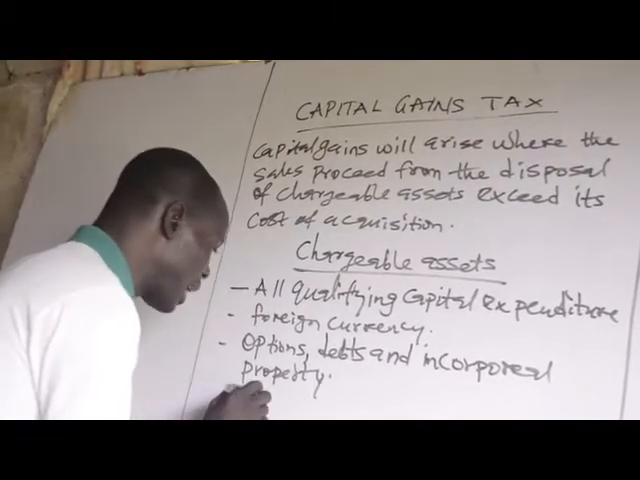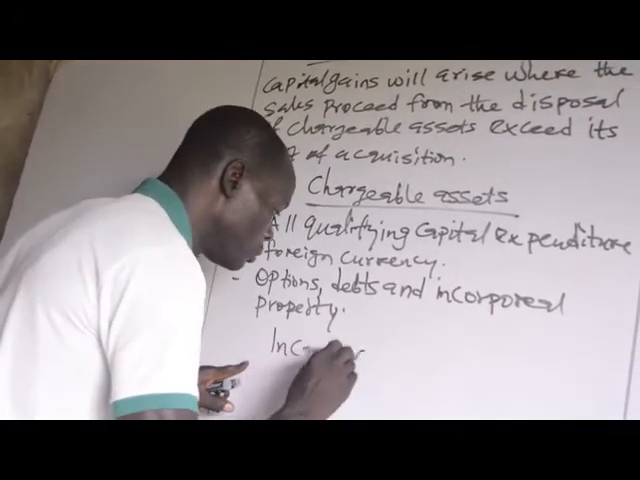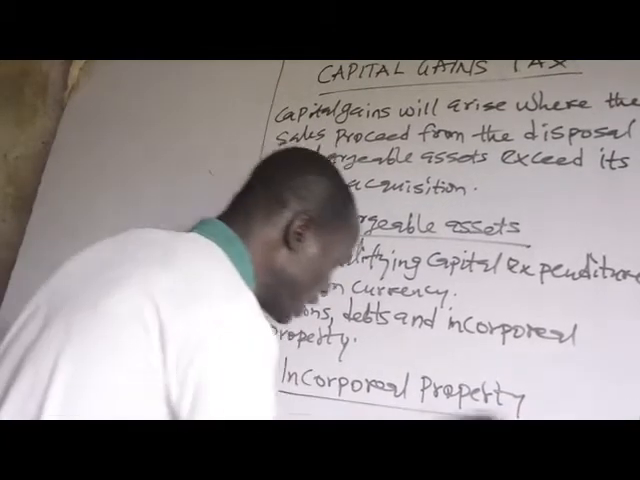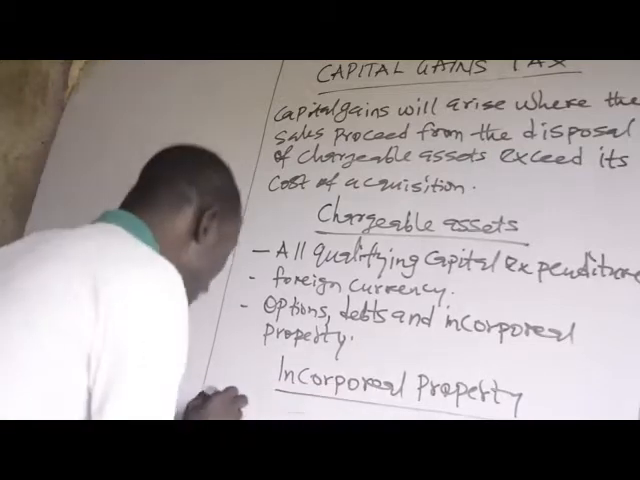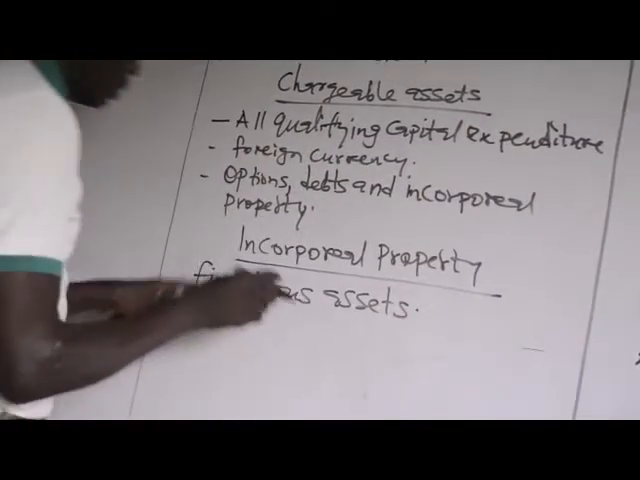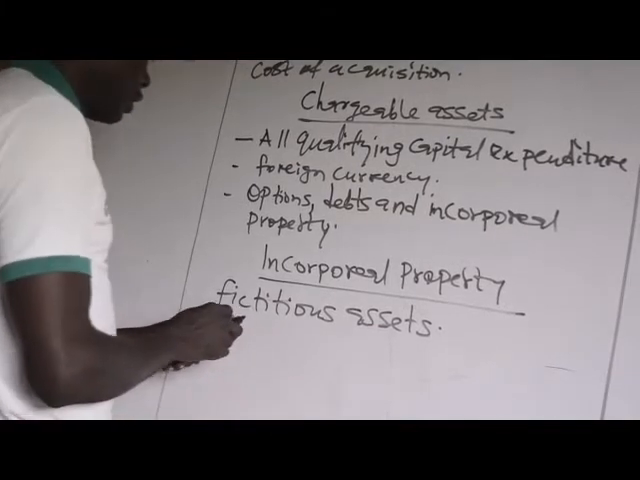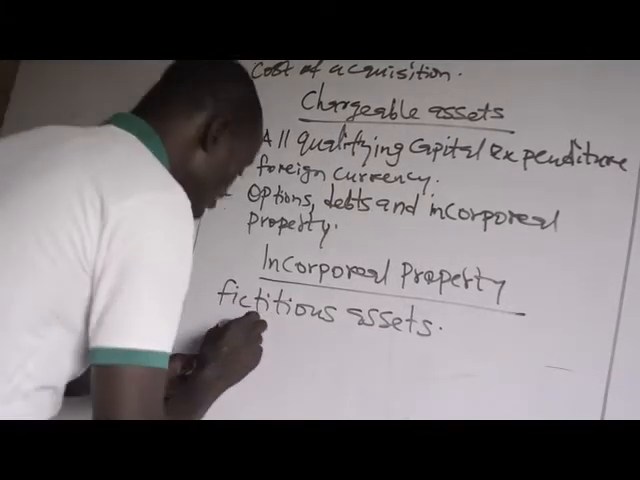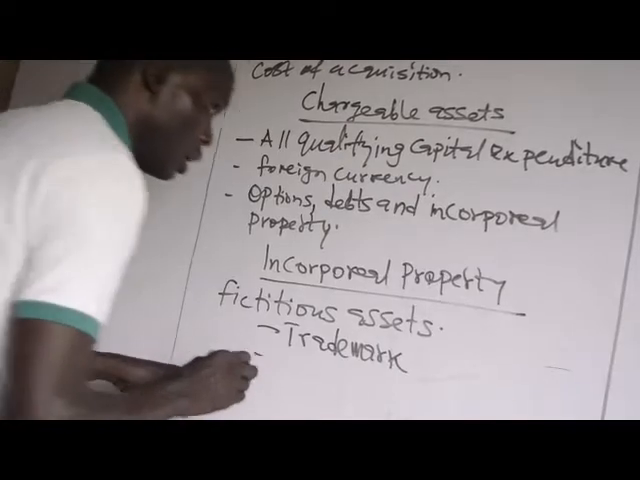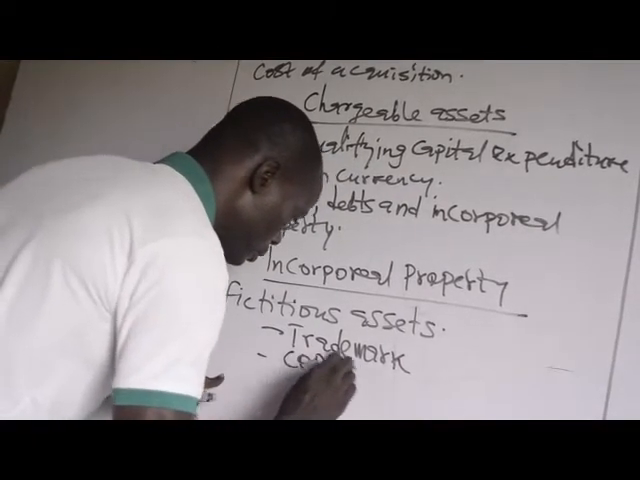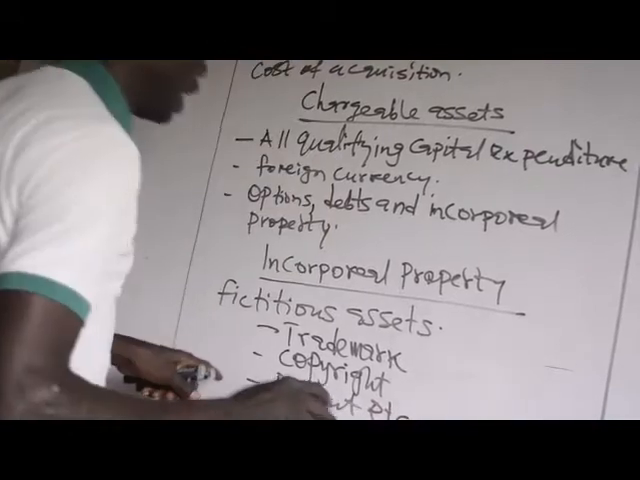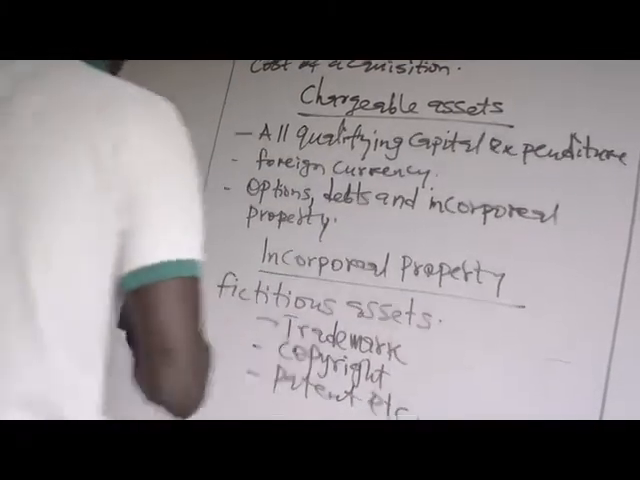When we say incorporeal property, these are fictitious assets. Incorporeal property are fictitious assets. Examples include trademark, copyright, patent, etc. These are the examples of incorporeal property.